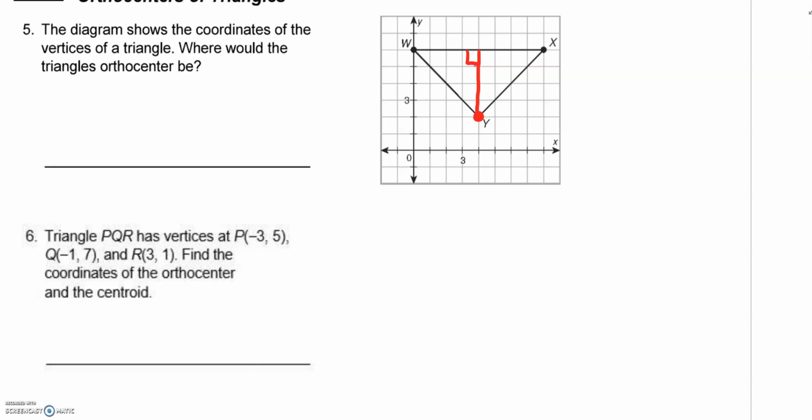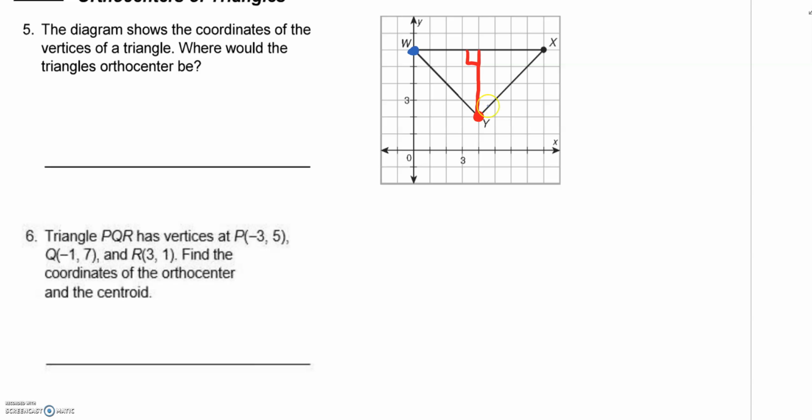Now I want to draw in a second altitude, and I could pick either one of the other sides. Personally, I'm just going to choose YX. So if I look at YX, I know I want to draw a segment that's perpendicular to that one. I also want it to pass through the opposite vertex, which is W. So in order to do this, I need to determine the slope of XY.